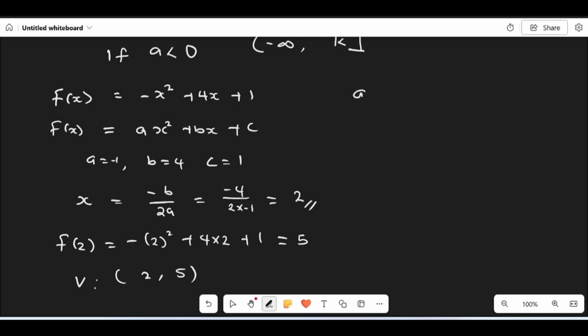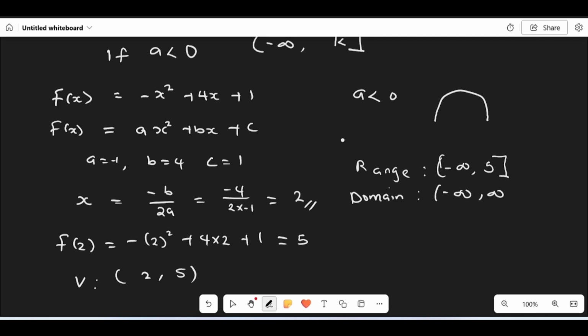And notice that a is less than 0. That means that the graph of our quadratic function opens downward like this, and the range is going to be negative infinity, 5 square bracket. And the domain of a quadratic function is always from negative infinity to positive infinity.